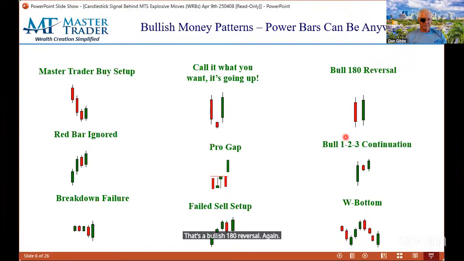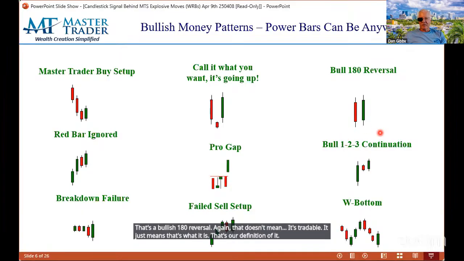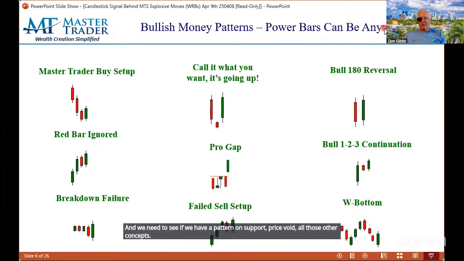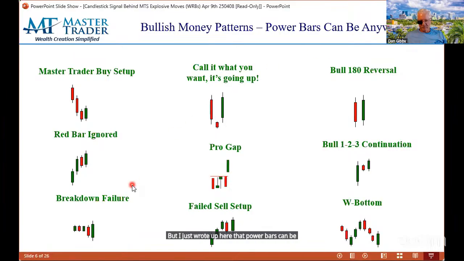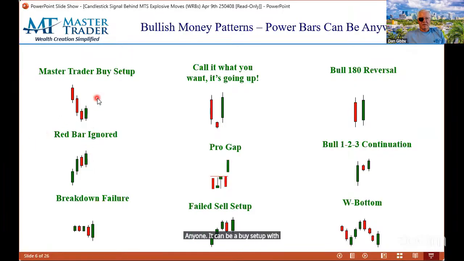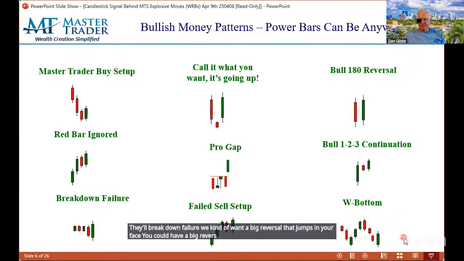Again, that doesn't mean it's tradable. It just means that's what it is. That's our definition of it. And we need to see if we have a pattern on support, price void, all those other concepts. But I just wrote up here that power bars can be part of any one of these patterns. Any one. It can be a buy setup with a big fat gap engulfing reversal. I mean, this breakdown failure, we kind of want a big reversal that jumps in your face. You could have a big reversal on a W bottom.